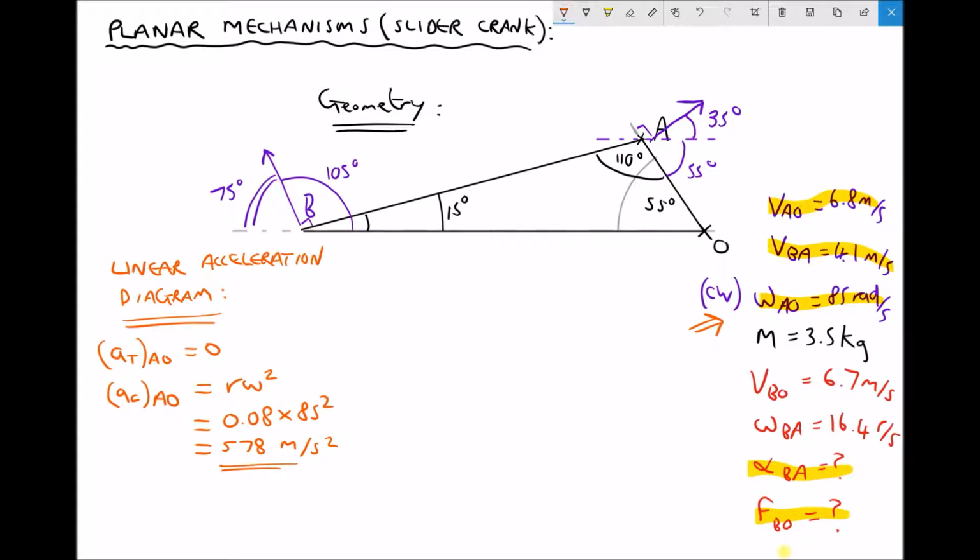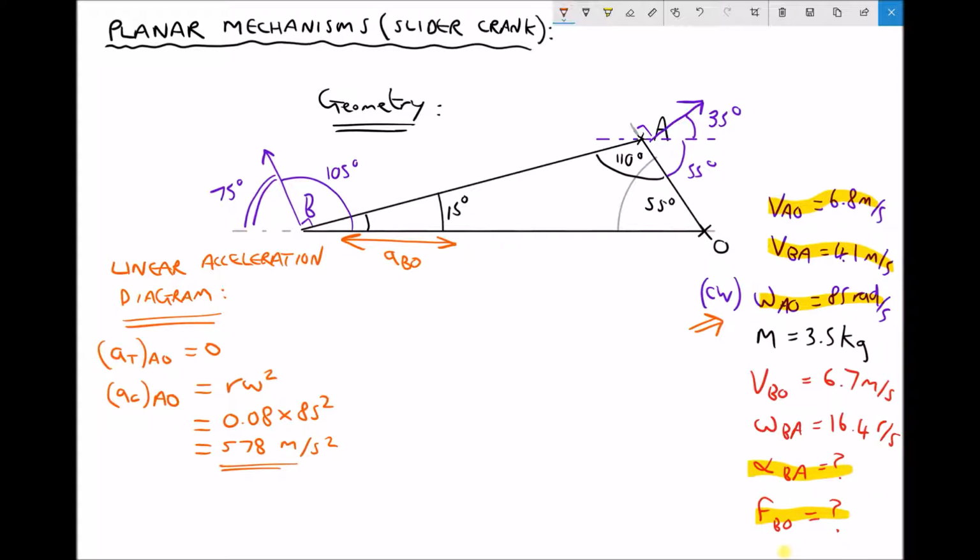Now, if we consider the point B relative to O, we know that its motion is constrained in the horizontal direction. So it can only have a motion in this direction. As it can only have motion in that direction, it can only have an acceleration in that direction. So the acceleration of B relative to O must be horizontal. There isn't a centripetal and tangential component to that acceleration.